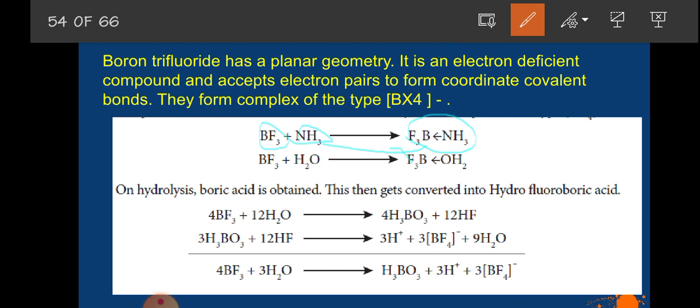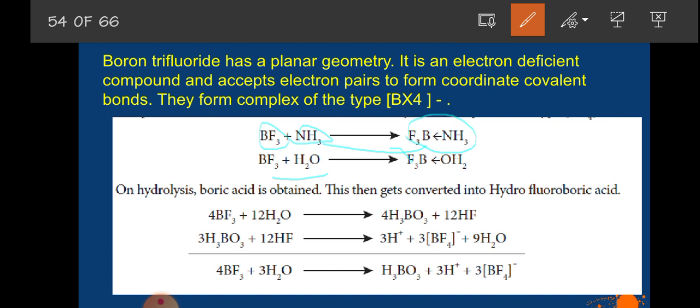Likewise, boron trifluoride reacts with water. So the water molecule also reacts, and it is also a coordinate covalent bond. On hydrolysis, boric acid is obtained. Then this gets converted into hydrofluoroboric acid. So when we add water to boron trifluoride, it forms hydrofluoroboric acid and boric acid.